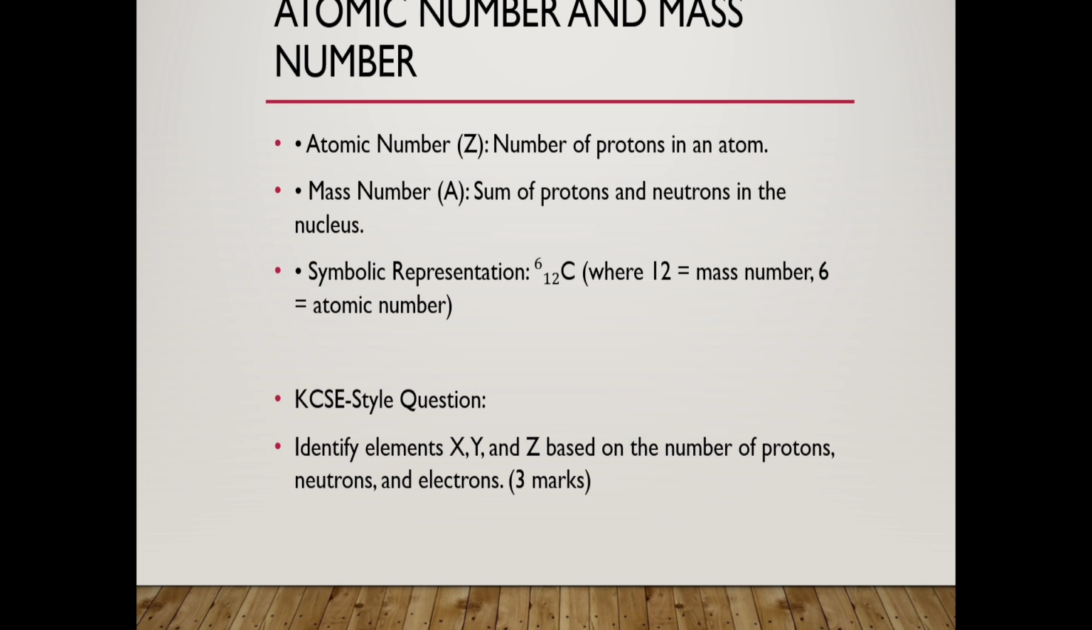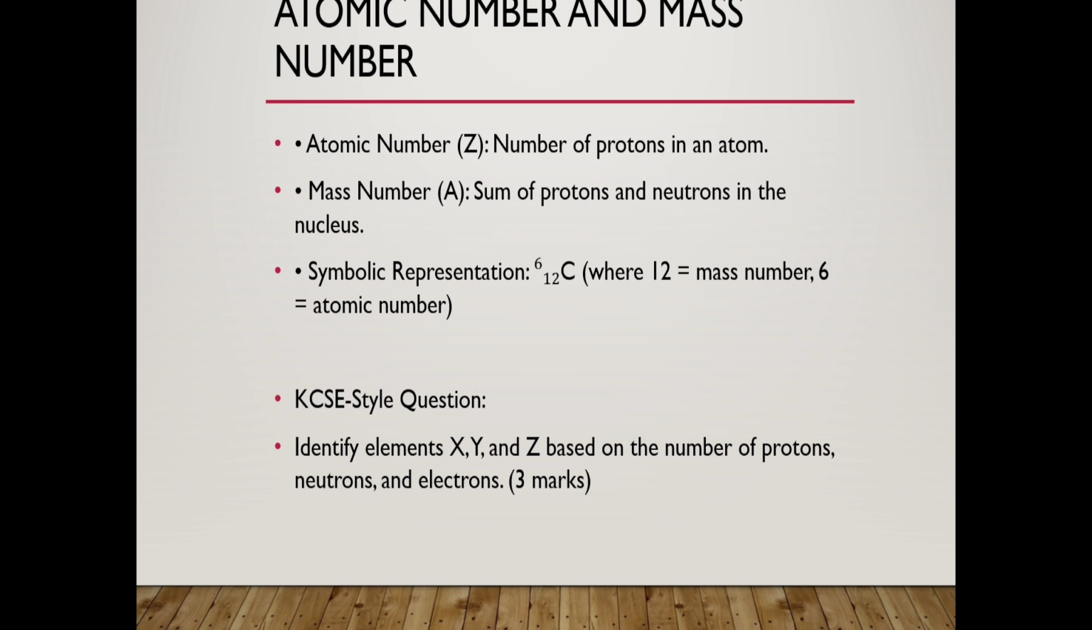So in case someone wants to ask you what is the number of protons or neutrons, the number of protons is 6. The number of neutrons, how do you get the number of neutrons? For you to get the number of neutrons, you take your mass number minus atomic number. So if your mass number is 12 and your atomic number is 6, you just take 12 minus 6 to give you 6 neutrons.